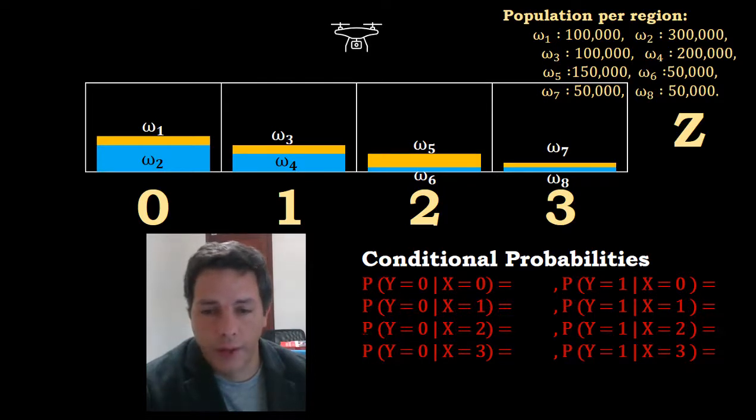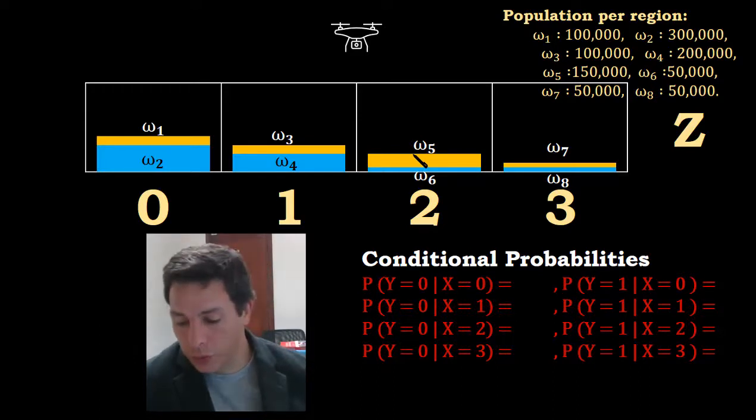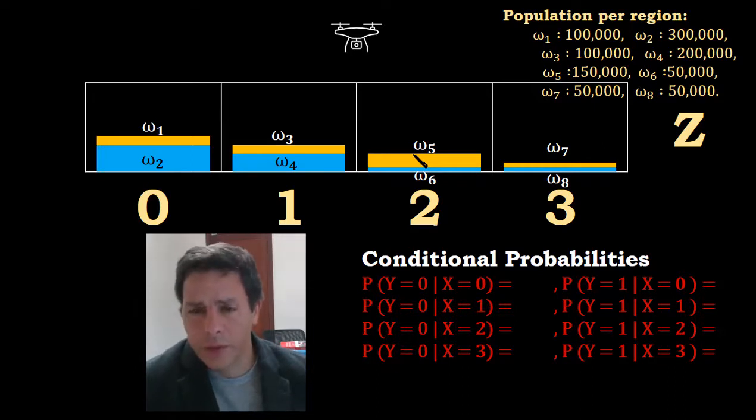Okay, let's go to the third line. Probability of y equals 0 given that x equals 2. So we know now that the drone landed in this region, region 2. So what's the probability that it landed in an inland area? Well, that's the probability for omega 5 divided by the probability for the whole region. So probability for omega 5 is 0.15, and the probability for the whole region is 0.2. So that gives us 0.75.